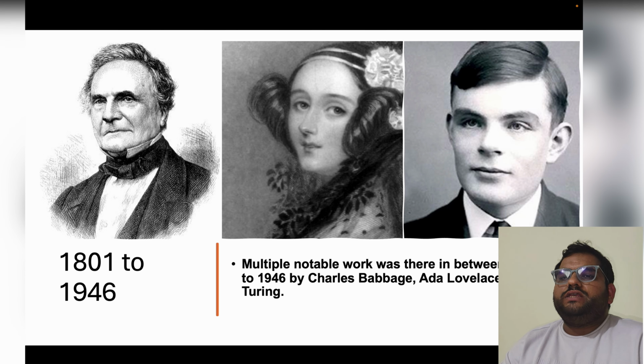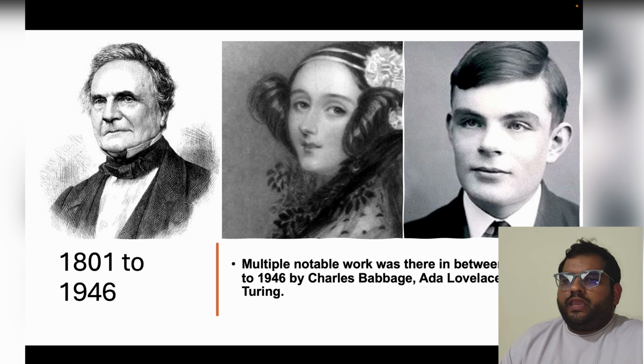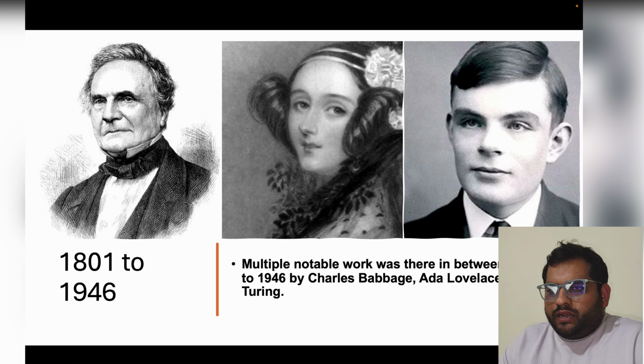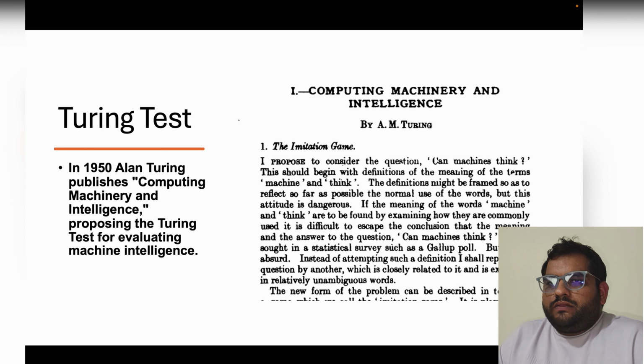After 1946, another 50 years or so went by, and there were multiple notable works between 1801 and 1946 by Charles Babbage, Ada Lovelace, and Alan Turing. And we'll see again, Alan Turing is one of the earlier pioneers of AI or data science, as we know it right now. So these are the three people who worked a lot during those years between 1801 and 1946.